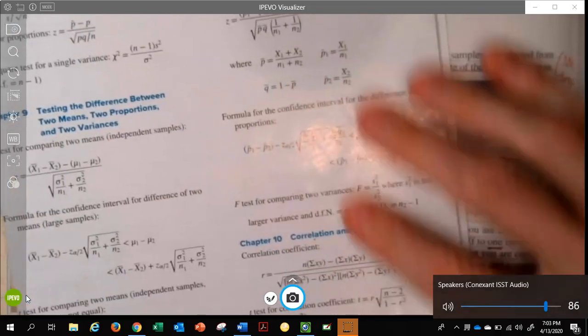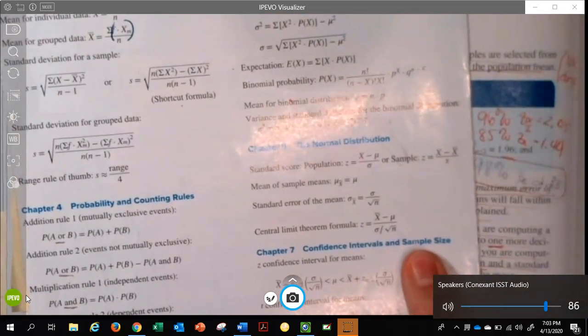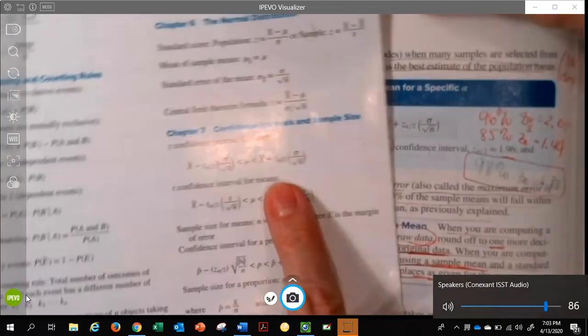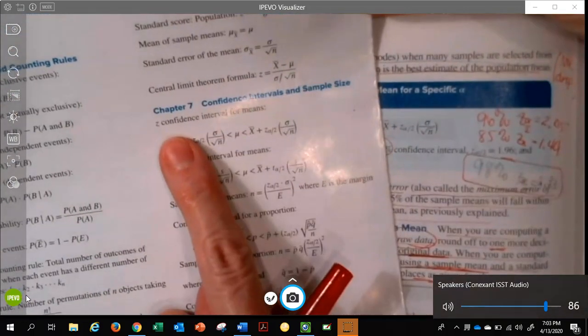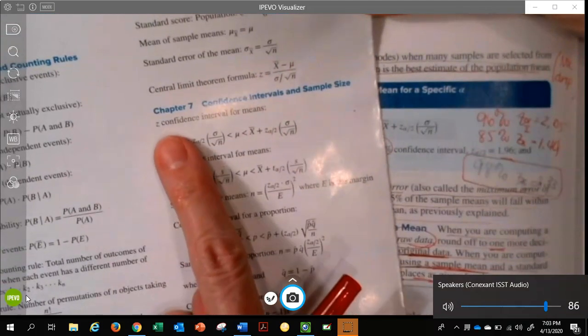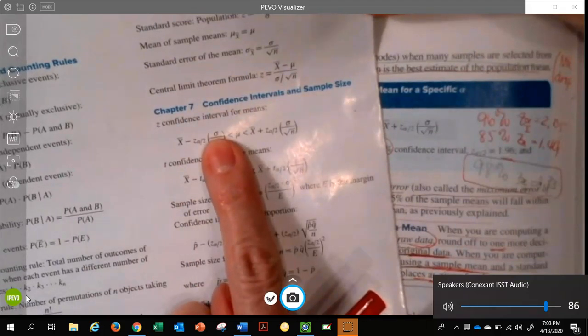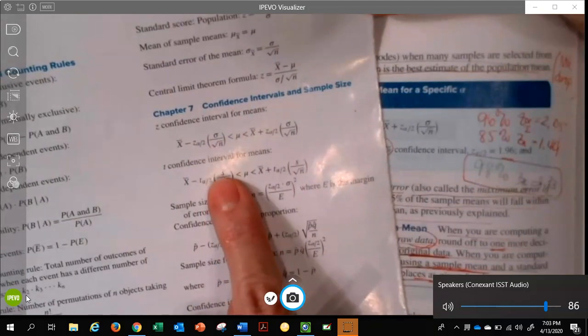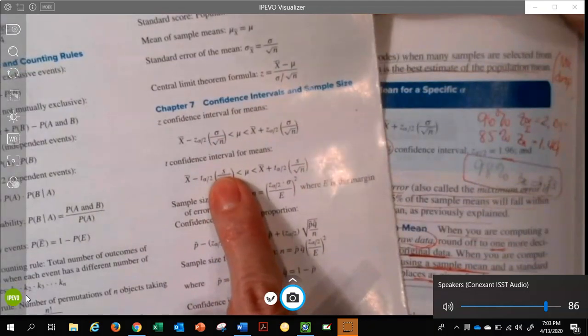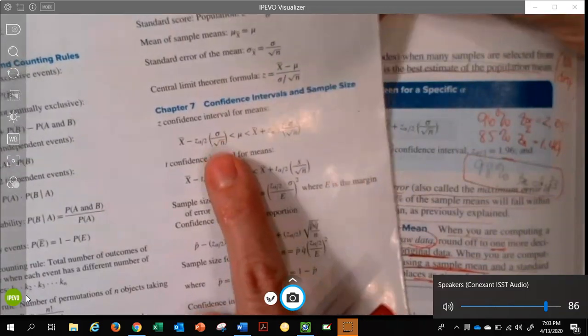Right now, I would go here to your chapter 7, confidence intervals and sample size. And then right here it says Z, and then here it says T. I want you to write on Z that this is what we're going to use when the population standard deviation is known. Here, we don't know the population standard deviation, we know the sample standard deviation. So this is what we're about to use when we know sigma.